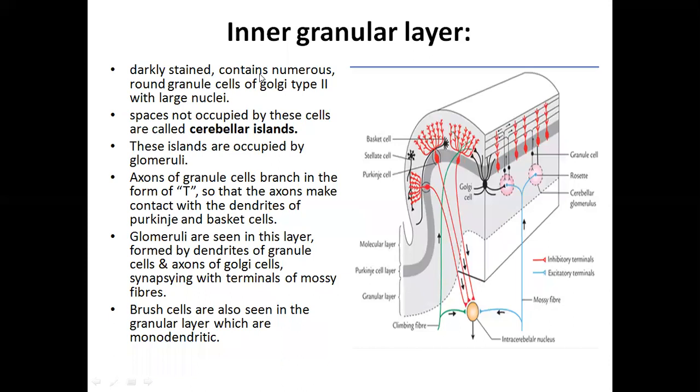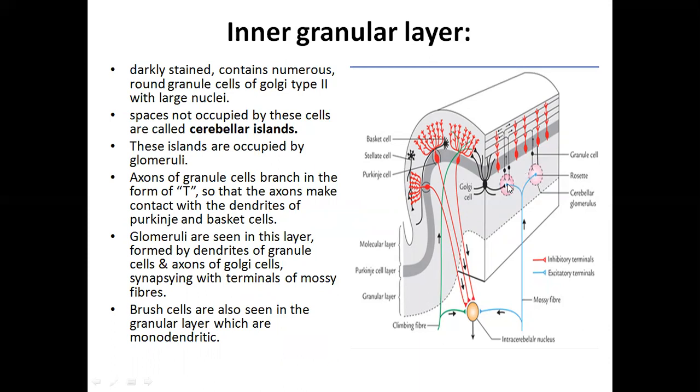Then the last layer, this gray in color, is the inner granular layer. This darkly stained layer contains numerous round granule cells. You can see it has granule cells here. Spaces not occupied by these cells are called cerebellar islands. These islands are occupied by this area.